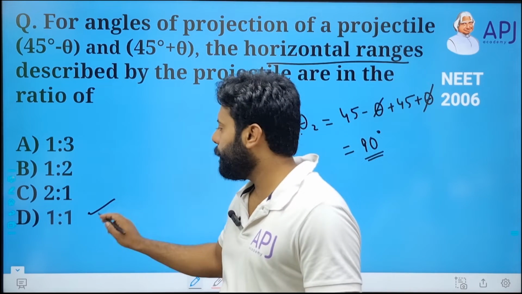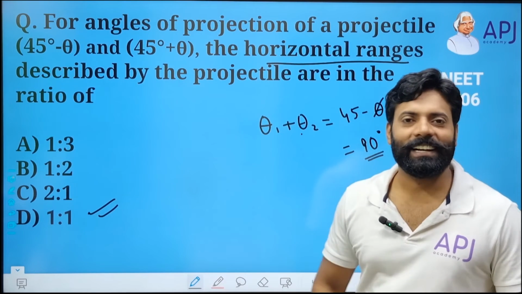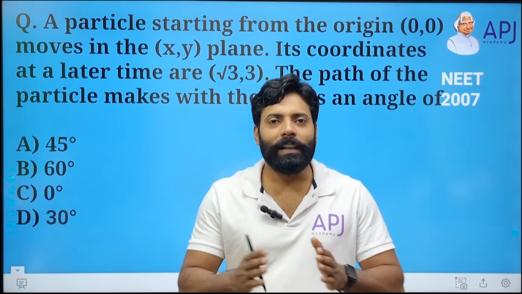So the horizontal ranges will be 1:1. So it is very easy. Option D is correct. Very easy peasy, right? And now let's solve this question.